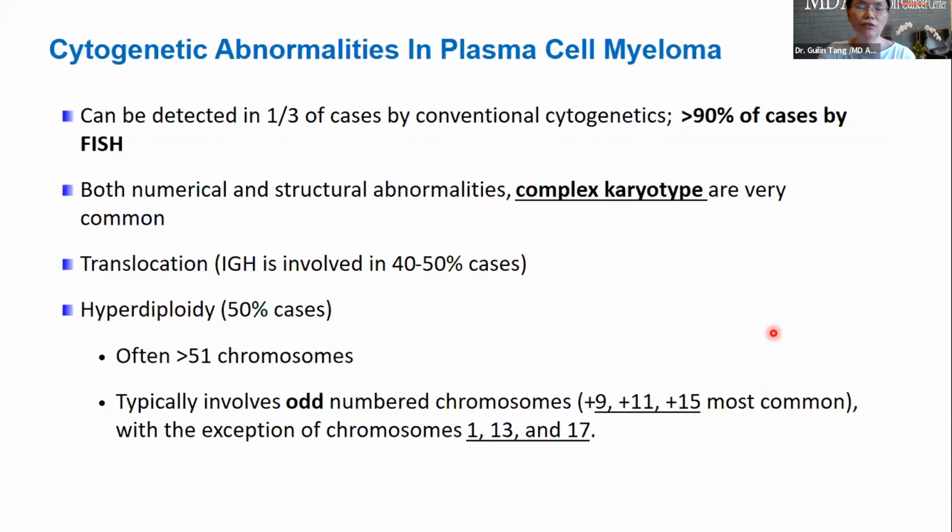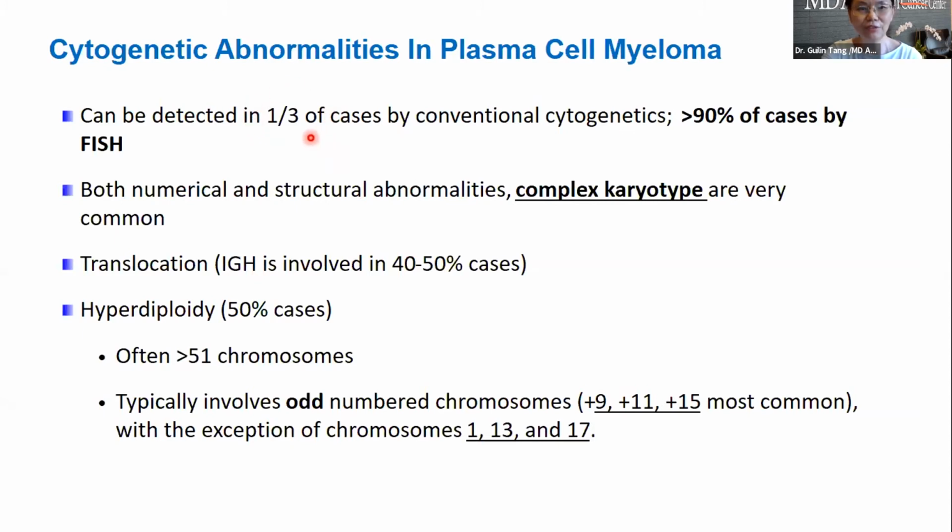So for cytogenetic abnormalities, you might know we have two major methods to detect them. One is chromosome analysis, also called conventional cytogenetics. Another one is FISH. You can see the detection rate by conventional cytogenetics is only 1/3 of the cases, because the plasma cells usually don't grow well. They are not dividing in the in vitro culture. So in the majority of cases, you're going to get a normal diploid karyotype.